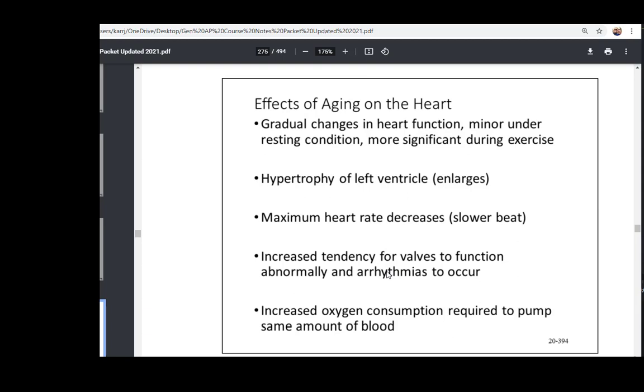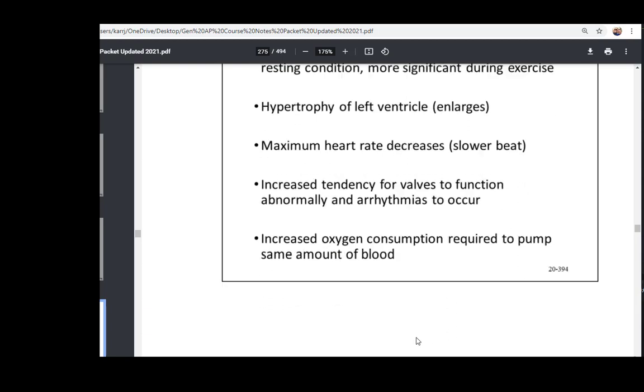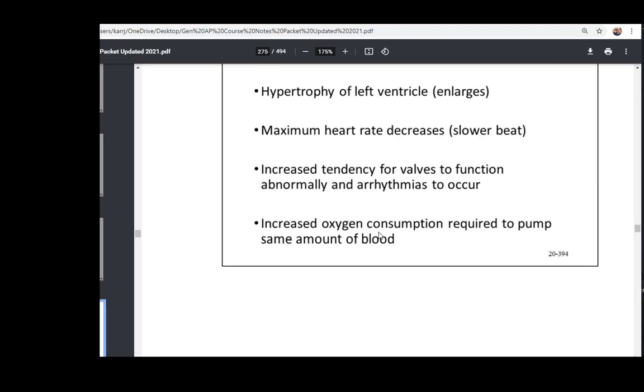And then the heart needs a lot more oxygen to do its job, the aging heart does. So we see people getting, again, short of breath a little easier than they did when they were younger.